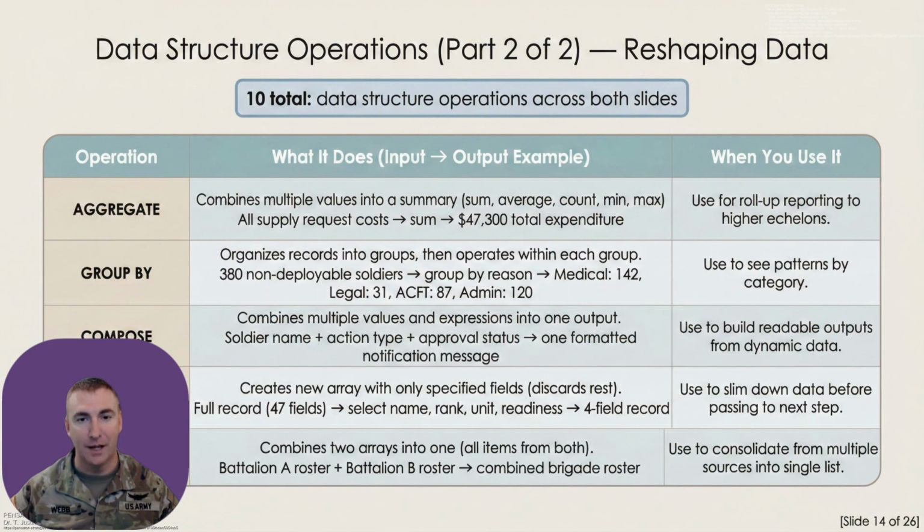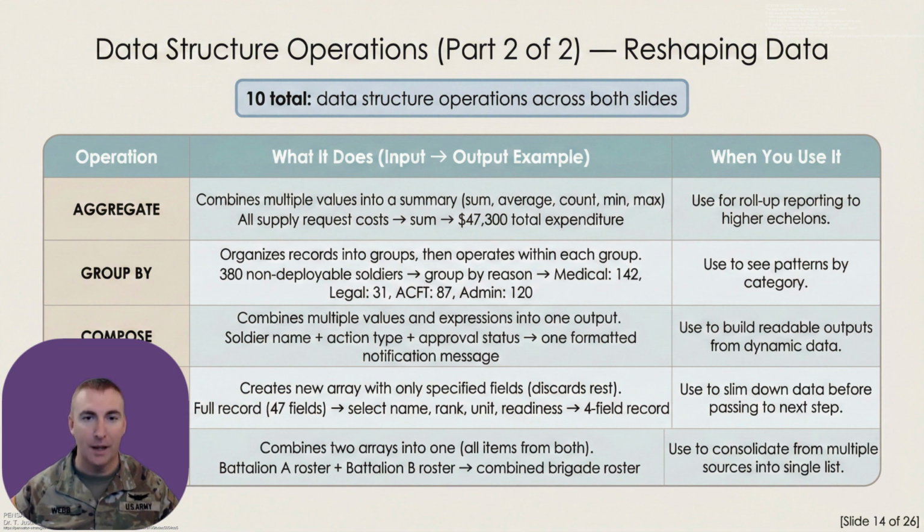Aggregate rolls up values. Sum all supply costs. Average all ACFT scores. Group by shows you the pattern. 380 non-deployable soldiers grouped by reason reveals that medical at 142 is your biggest problem, not admin at 120.